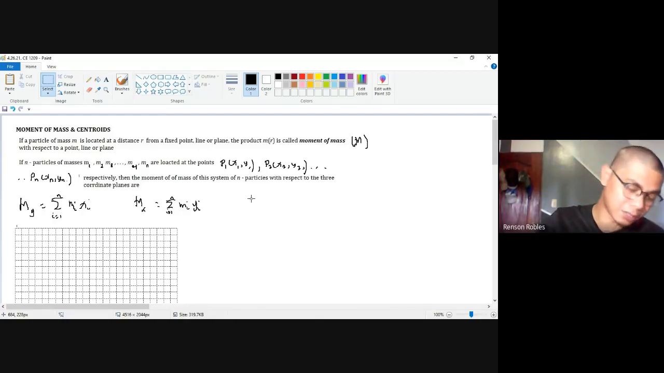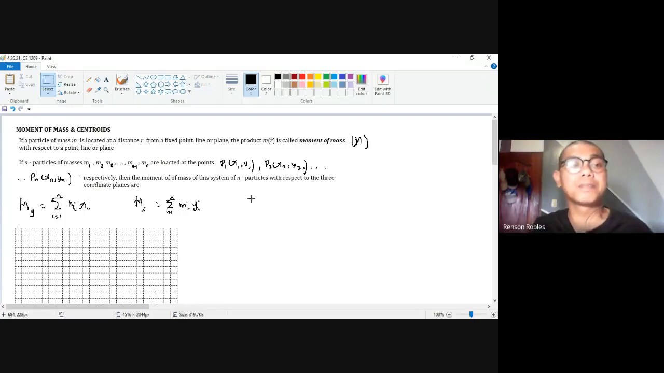The moment of mass, as you can read on your screen: if a particle of mass m is located at a distance r from a fixed point, line, or plane, the product mr is called the moment of mass or the product moment, and it's denoted by capital M with respect to a point, line, or plane.